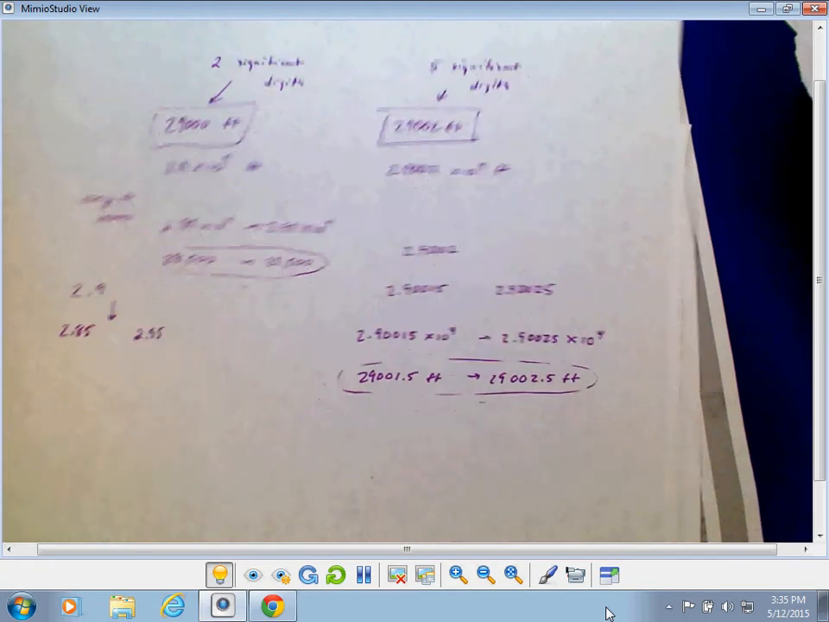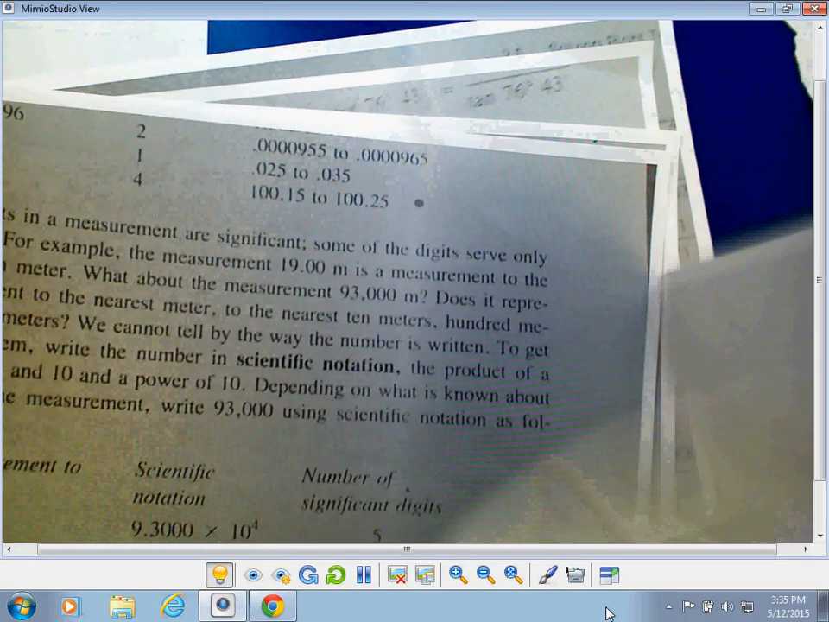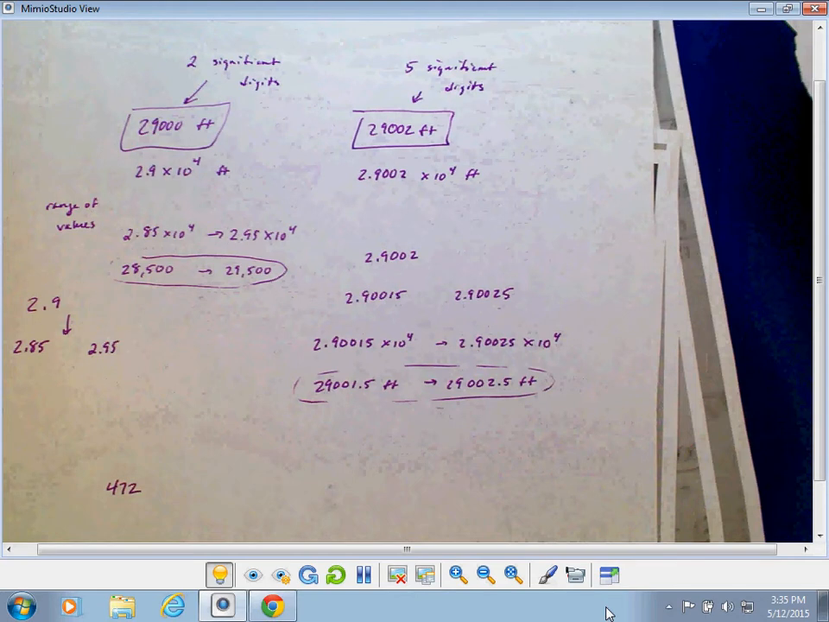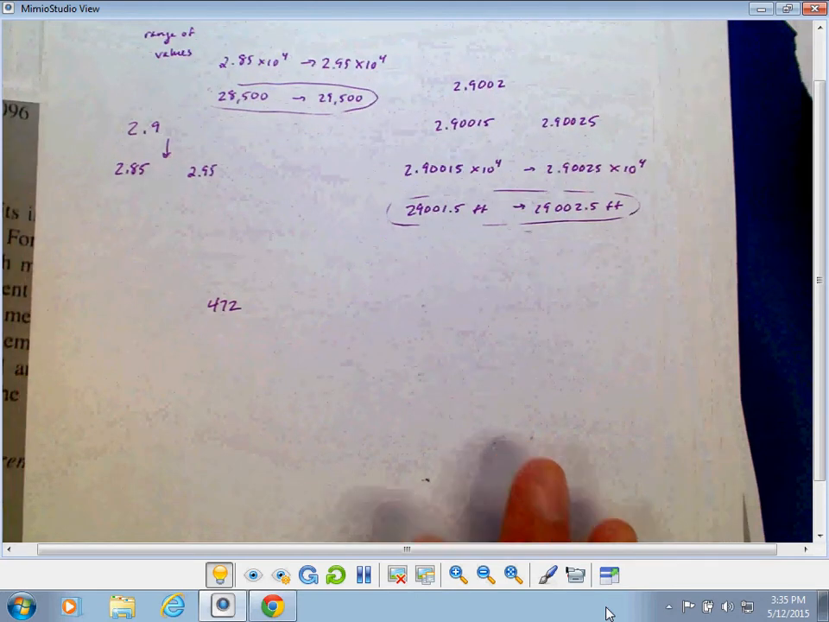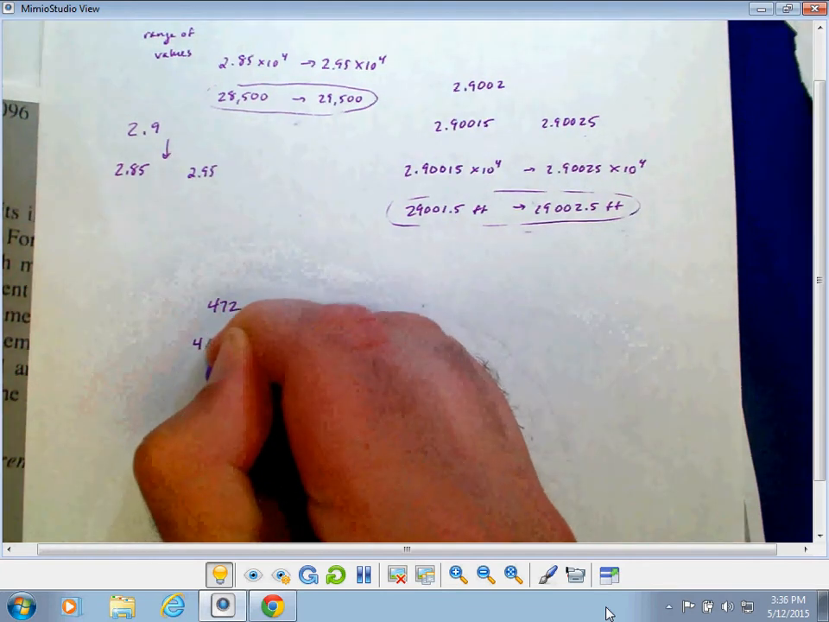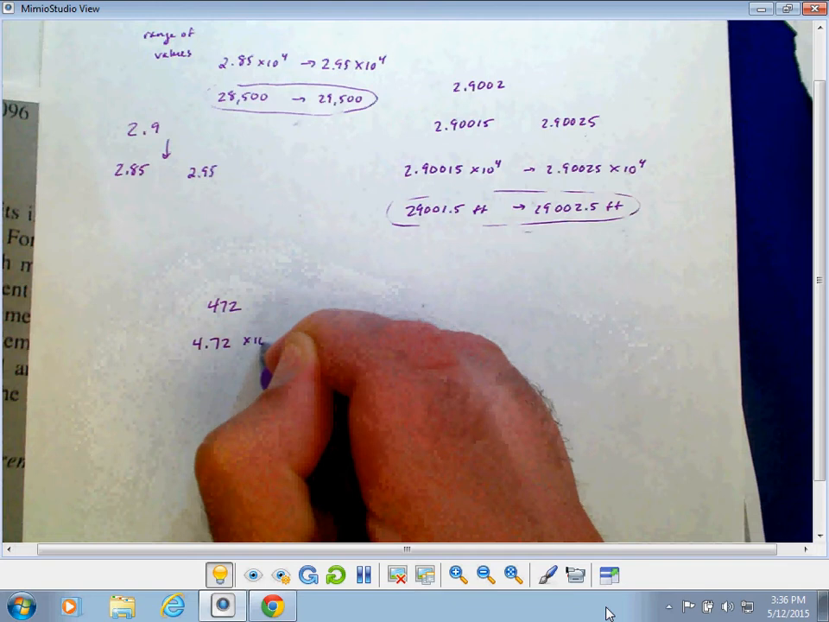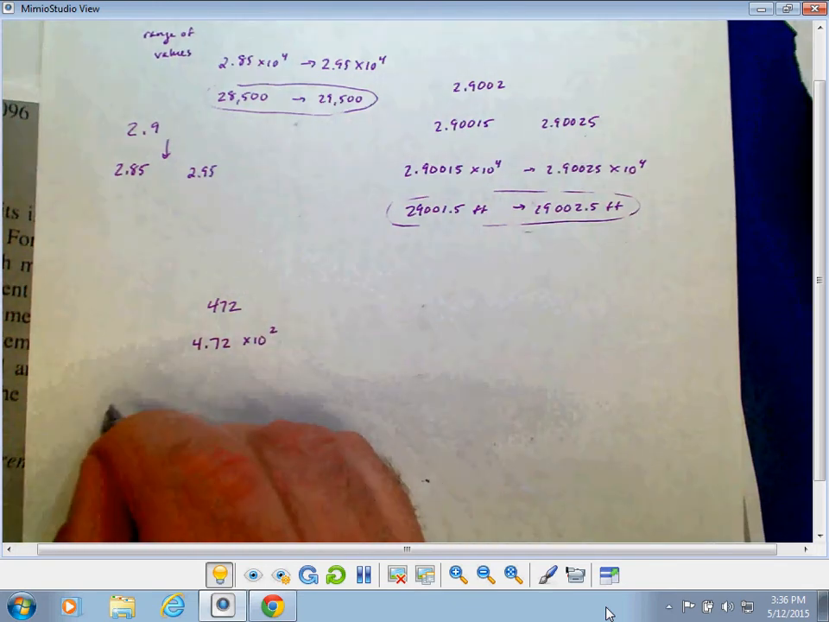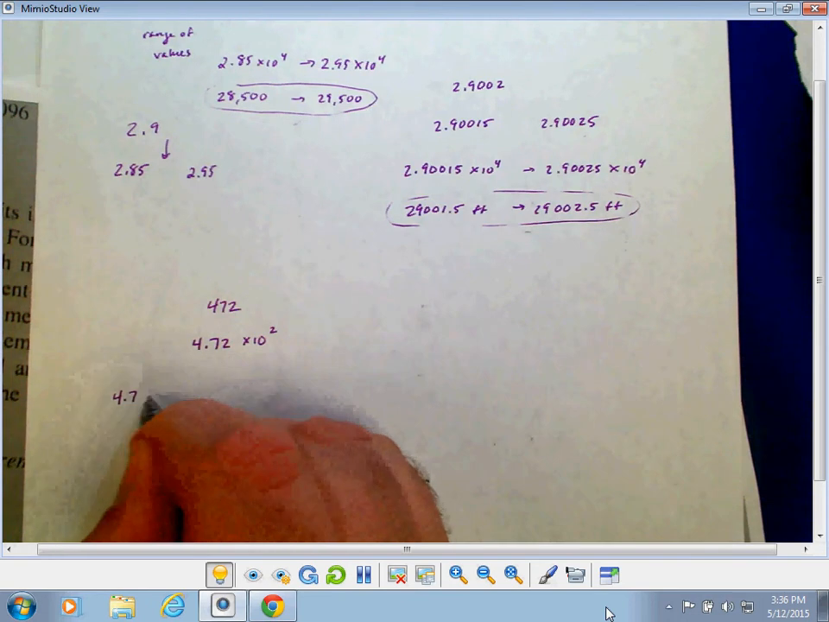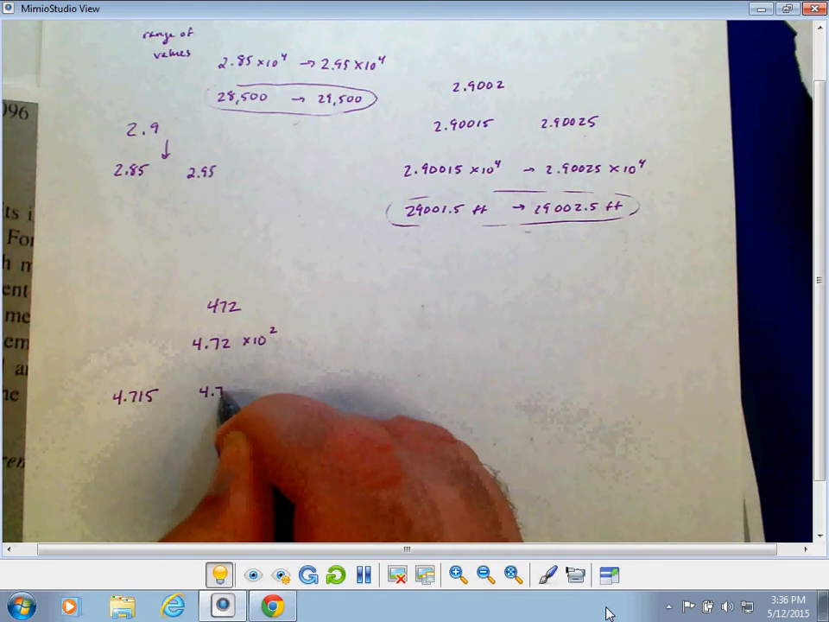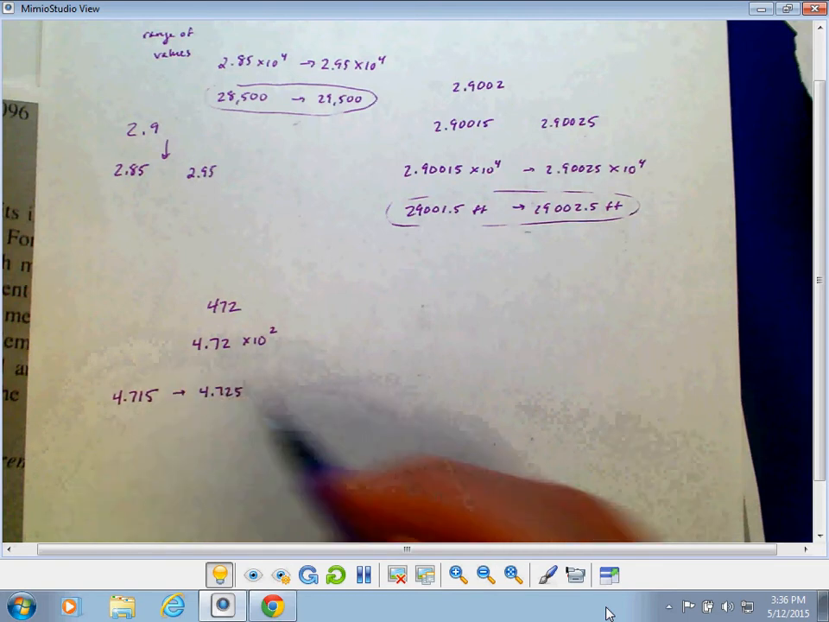Okay, how about the other one then, when it was talking about calories in food and it says 472 calories. If I asked you how many significant digits that is, hopefully you would tell me 3. And if you wrote it in scientific notation, it would be 4.72 times 10 to the second. But again, we want a range of values, so we would split 4.72 into 4.715 and 4.725. That's our range, right?